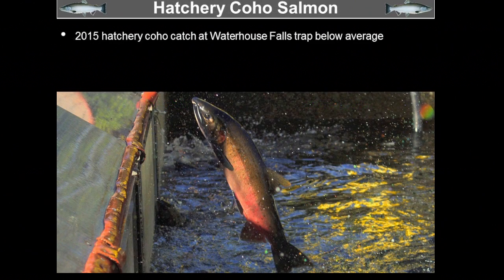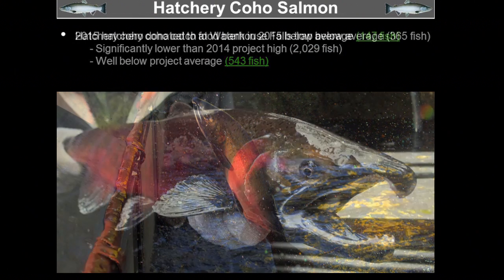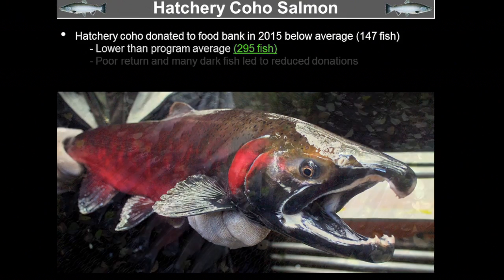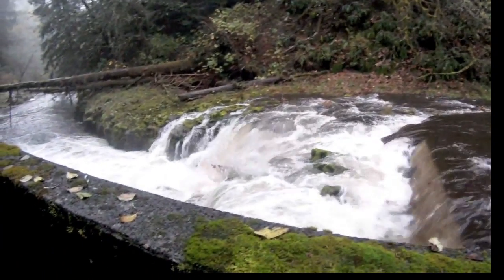The 2015 hatchery coho catch at the Waterhouse Falls adult trap was also below average, as 365 fish were captured for the season, significantly lower than the project high of 2,029 fish captured in 2014, and well below the project average of 543 fish. Only 147 hatchery coho were donated to the food bank in 2015, well below the program average of 295 fish. A poor return and many fish being of insufficient food quality at the time of capture led to reduced donations. However, this allowed us to stream enrich over 200 hatchery fish, providing an important watershed benefit in addition to the human benefit associated with the food bank effort.